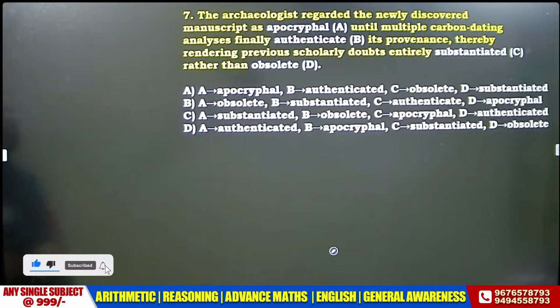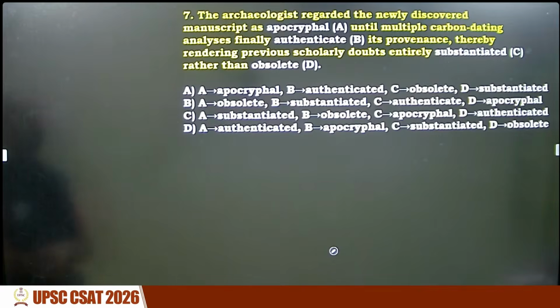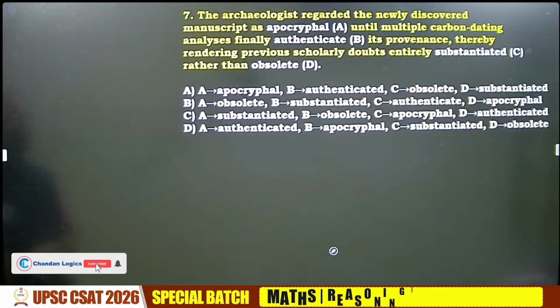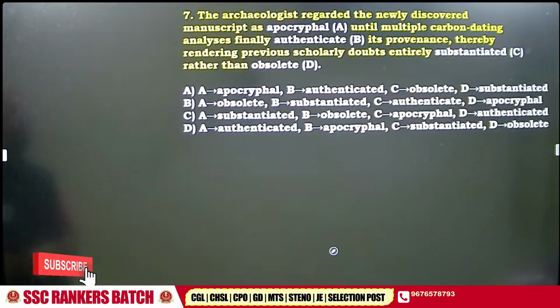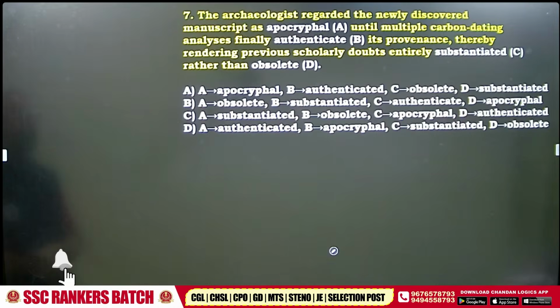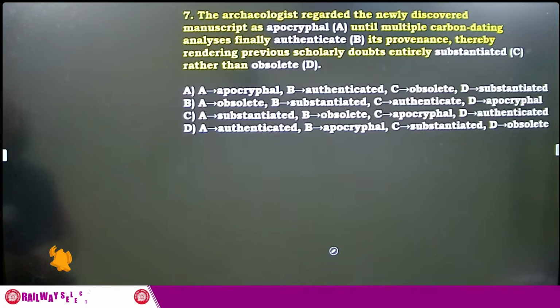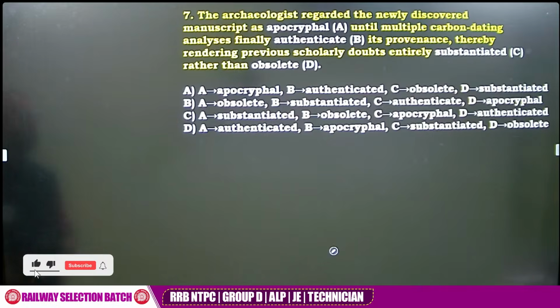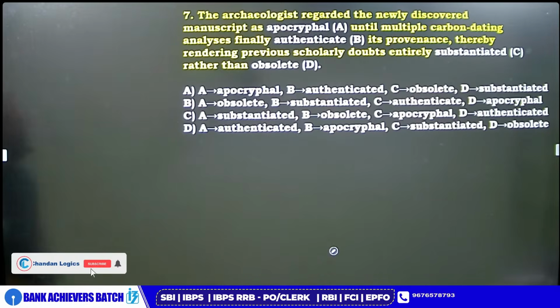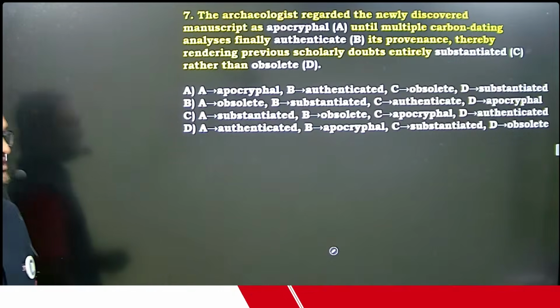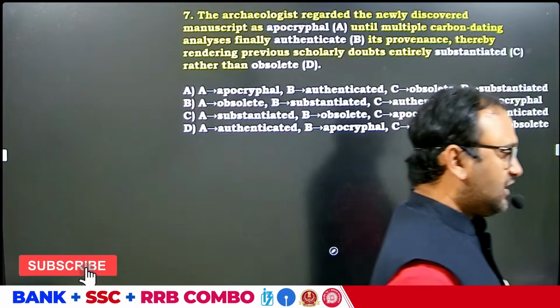The archaeologists regarded the newly discovered manuscript as dash until multiple carbon dating analyses finally dash its provenance, thereby rendering previous scholarly doubts entirely dash rather than dash. Fantastic question. In this question, there is no problem. Only in the 6th question there was some error, maybe a typing error, but the 7th question is perfect. There is no issue here.